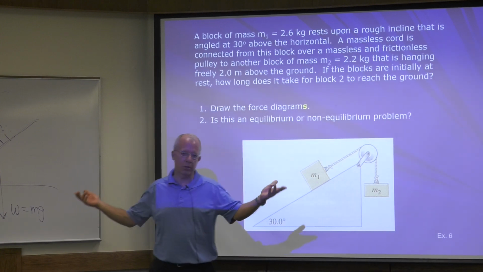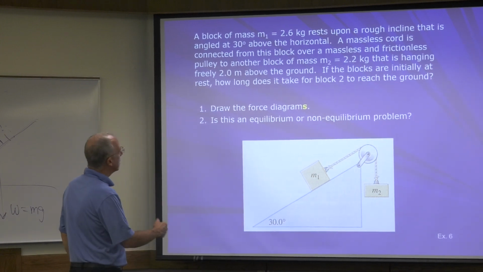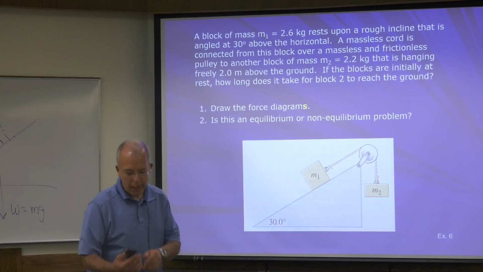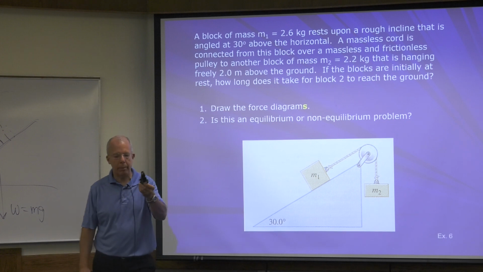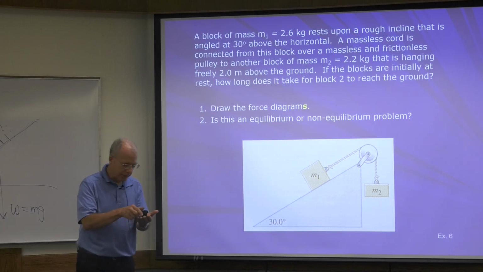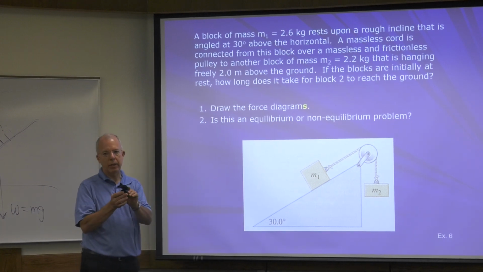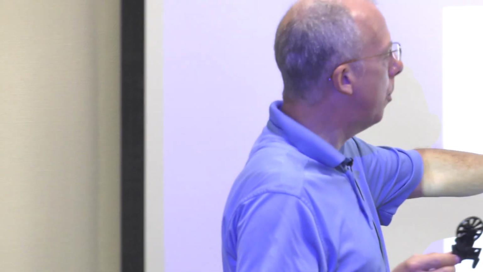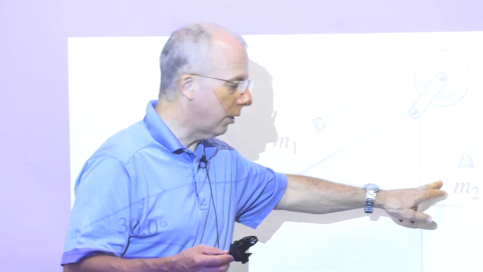So again, fishing string, okay? Then it says a massless and frictionless pulley. Okay, so here's a pulley that you're going to use in lab. And I don't know how much it weighs. I should have weighed it, but it's really, really light. I mean, it's just plastic. So again, the mass of this is nothing compared to 2.6 kilograms and 2.2 kilograms. So we can just say it's massless.